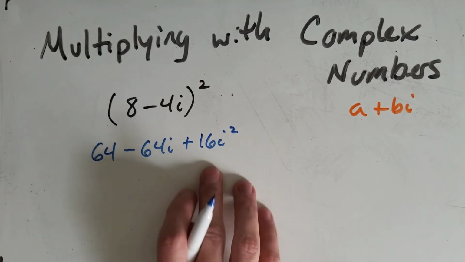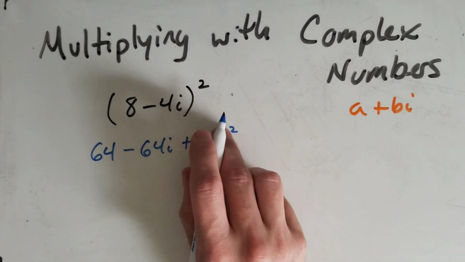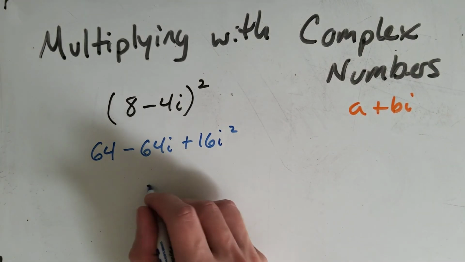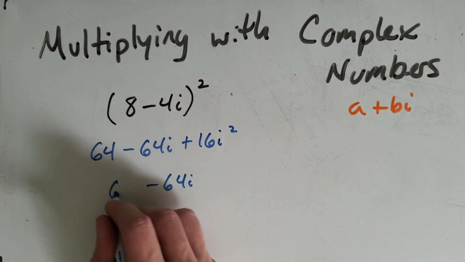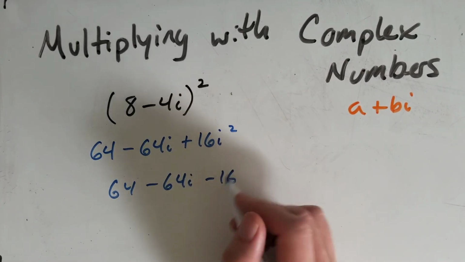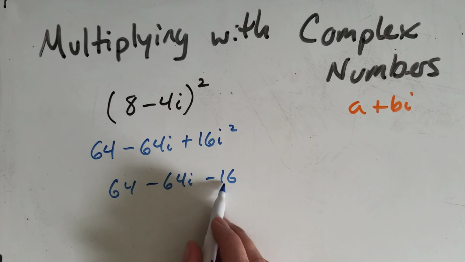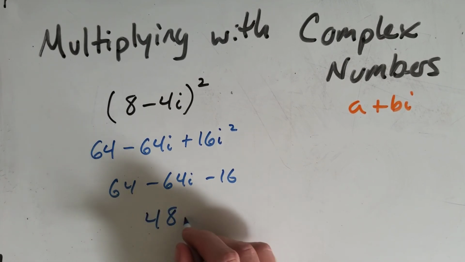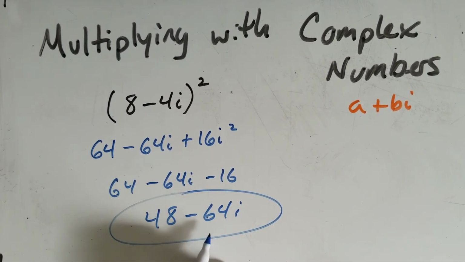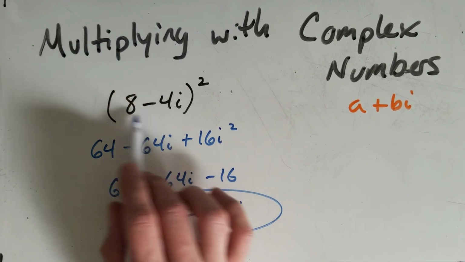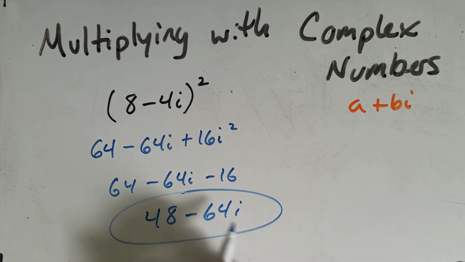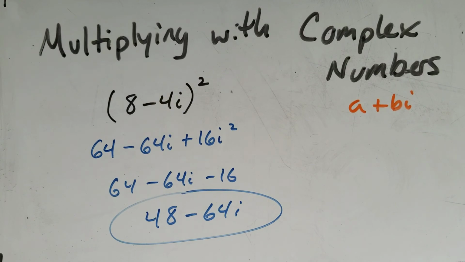And then we need to simplify. So, let's make this an i. We have 64 minus 64i. And this last term is going to end up being a negative 16 because the i squared is negative 1. So 64 minus 16, we should get 48 minus 64i. And there is your product of this complex number being squared or multiplied by itself here. 48 minus 64i.